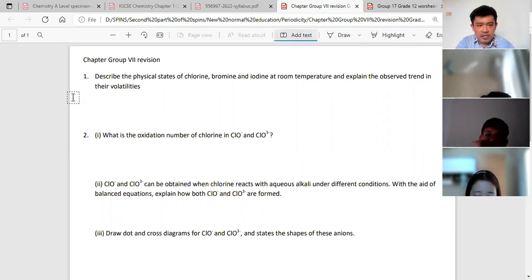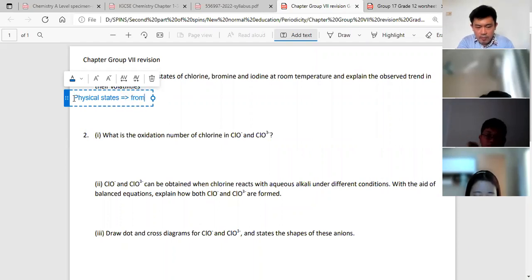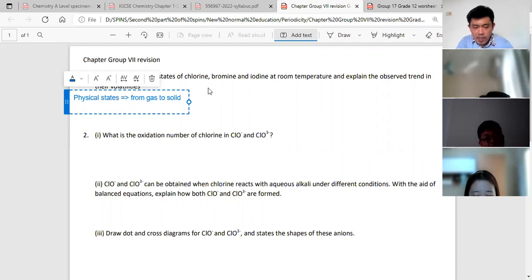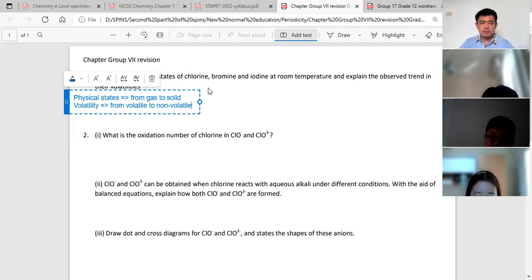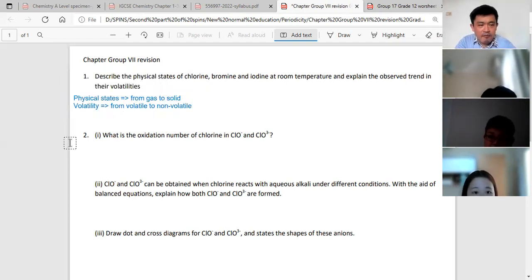Regarding the physical states, it is from gas to solid. Chlorine is gas, bromine is liquid, iodine is solid. And then for the volatility, it goes from volatile to non-volatile. Volatile means the ability to evaporate at room temperature and pressure. These are the trends.